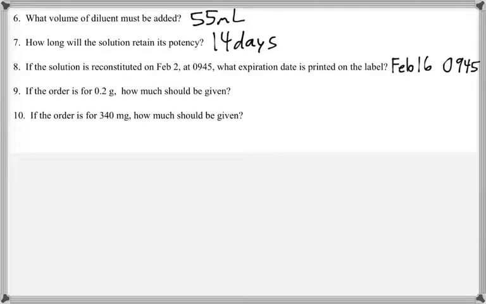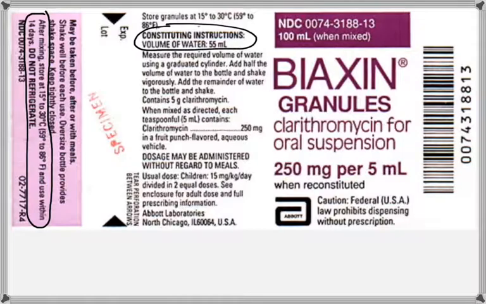Number 9 says, if the order is for 0.2 grams, how much should be given? So in order to figure this out, I need to know what the strength is, and that is right here. So again, I'm searching for the word per or slash or contains. That tells me the solution strength.